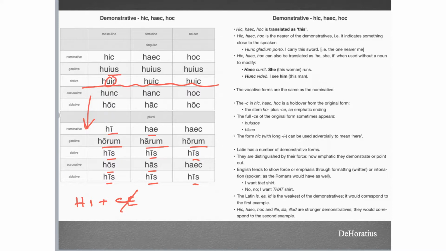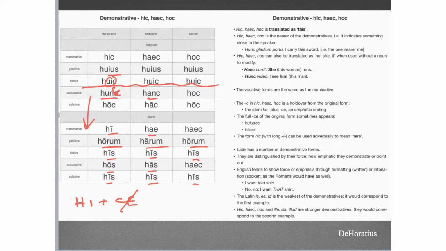So for instance, hunc. Take off the C, and then that hum, which of course the M changes to an N before the C, and that's your familiar um. Same with the feminine, am, and then the neuter, of course, is just the same as the nominative. So you have to know those forms, but you're really just learning what the word means with that H stem plus endings that are pretty familiar.